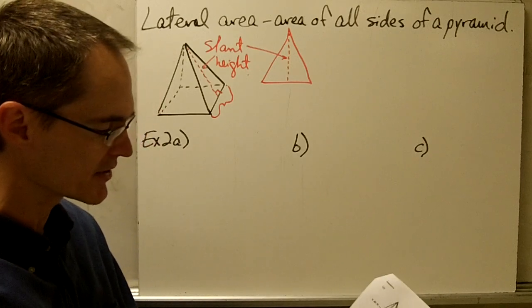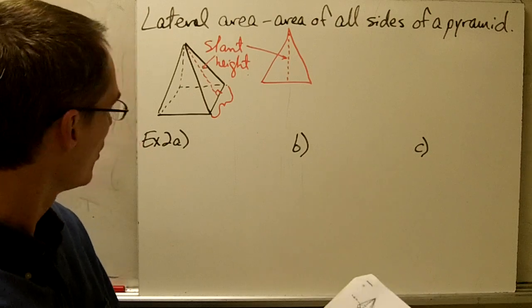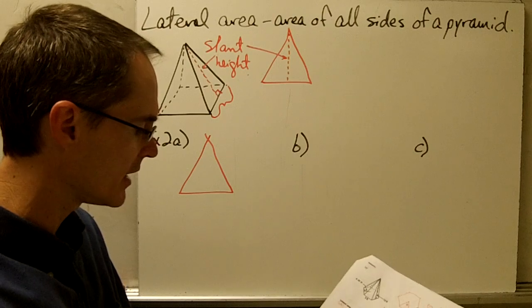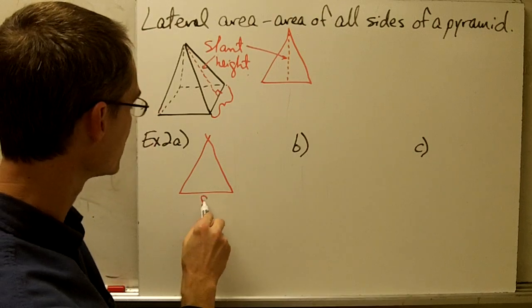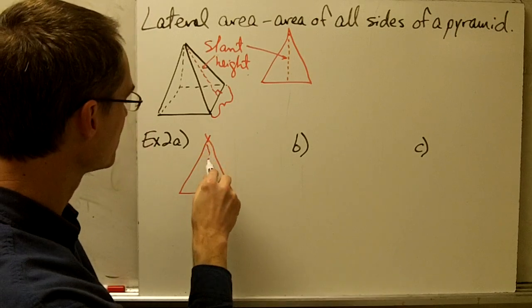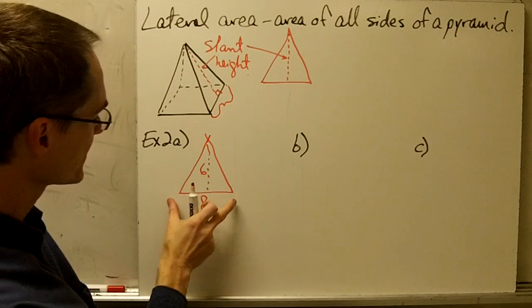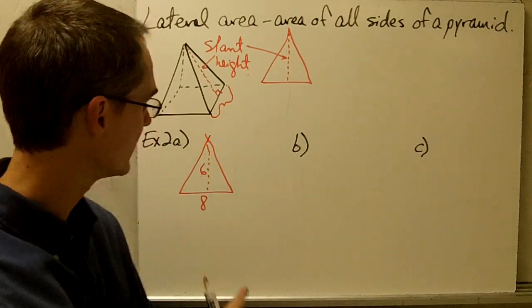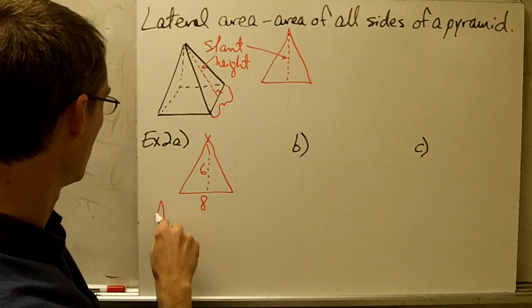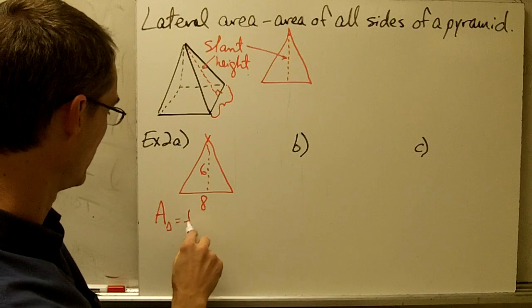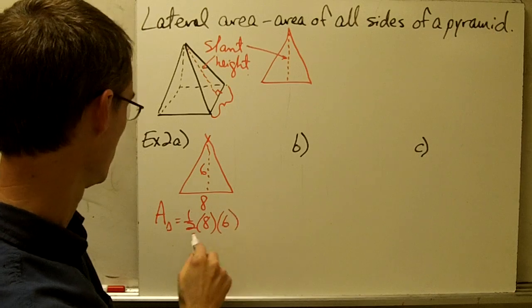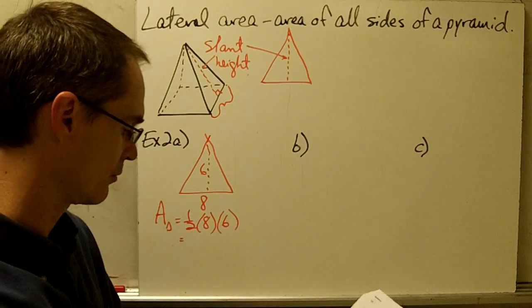So let's take a look at our examples. Example number 2a, and again, this is the same pyramid that we had in example 1a. Let me draw my triangle out here. I know that the length of the base, little b, on this triangle is 8. That's given to me in the picture. I also know the length of my slant height. It is 6, because that's given to me as well. Since I know the base and the height, I can calculate the area of one of the side triangles in my pyramid. So the area of that triangle is 1/2 b h, which is 1/2 times 8 times 6, and that's 1/2 times 48. That's going to be 24.